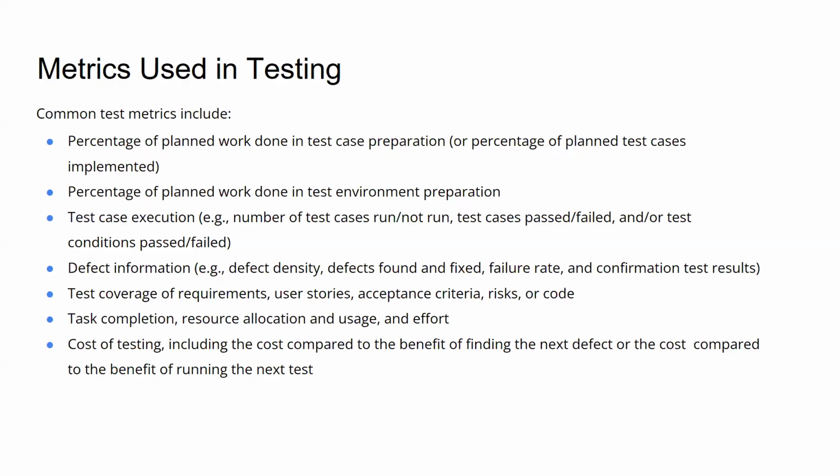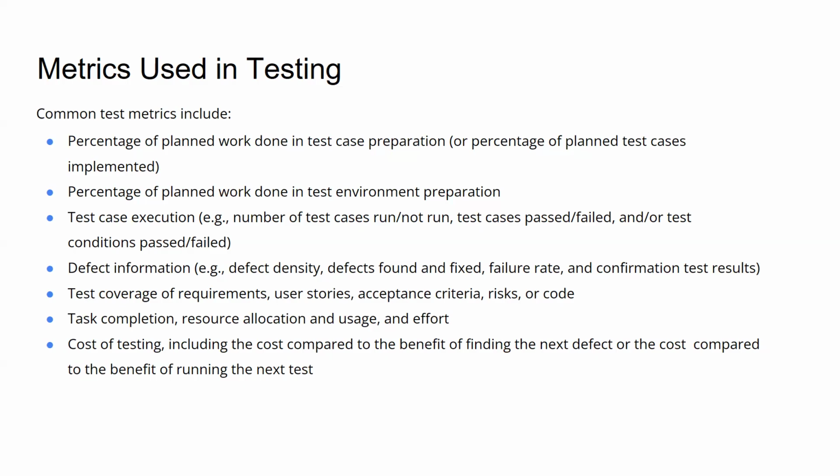Then there is coverage of requirements, user stories, acceptance criteria, risk, and code, right? How much test coverage we have achieved. When we come to the middle of the project, if we have achieved around 60% of coverage, then we are in good shape, right? But if we are at something like 30%, then we have to do something to rectify this, right? Task completion, resource allocation and usage, and effort. That's straightforward.